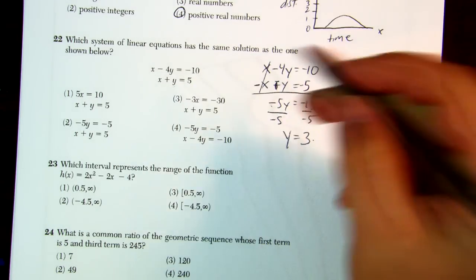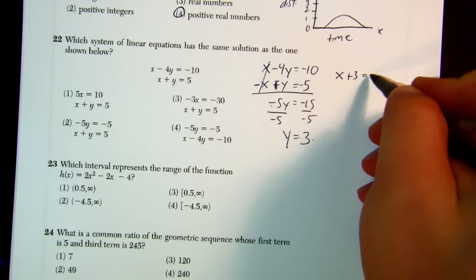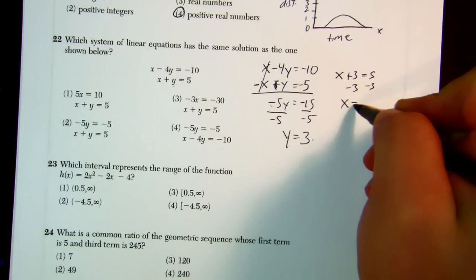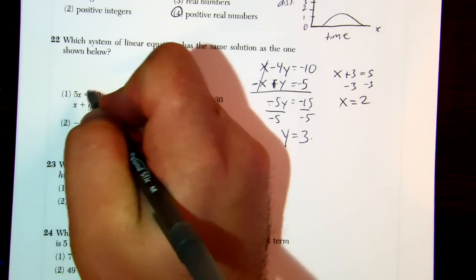Substitute back into an original equation. So this is probably the easier one here. So we could have x plus 3 equals 5. Subtract 3 on both sides. x equals 2. Okay, so now which one of these is going to give us those same results? And the answer is going to be choice 1.